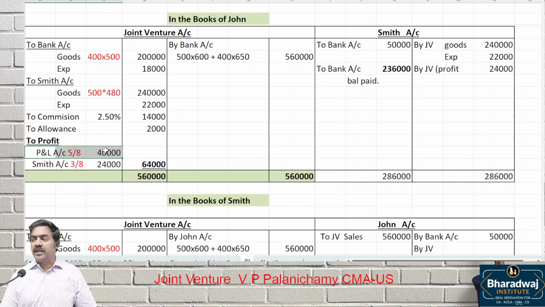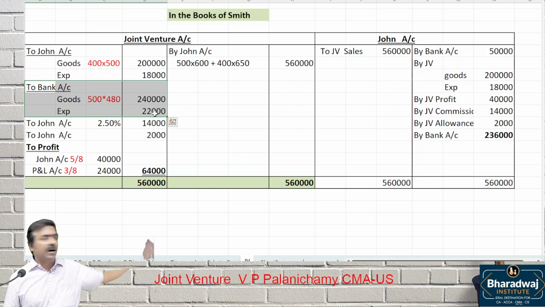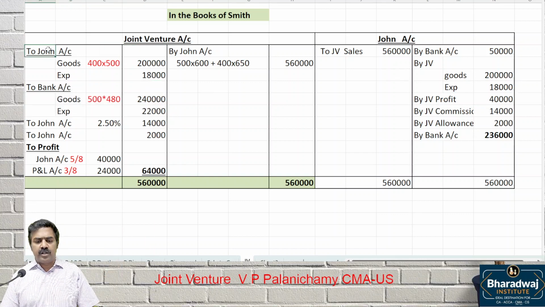Our share of profit is transferred to the P&L account. Smith's share will be transferred to his account. If you look at goods, expenses, profit, already we have given advance money. Balance is paid now. In the books of Smith, whatever is paid by Smith, how will it be recorded? Joint venture account debit to bank account. Whatever is paid by John, joint venture account debit to which account?